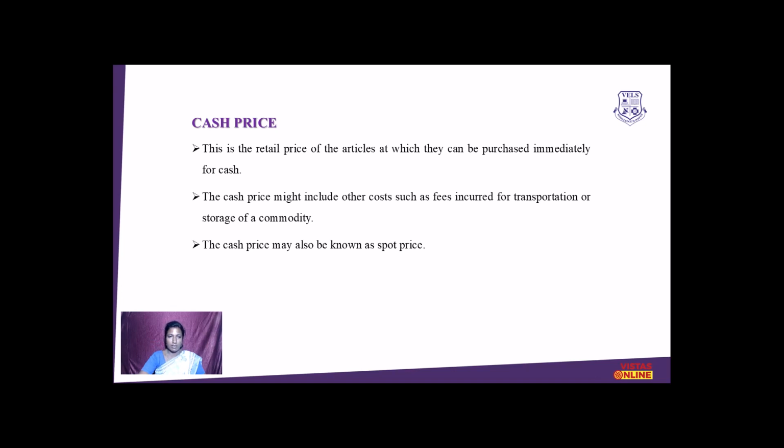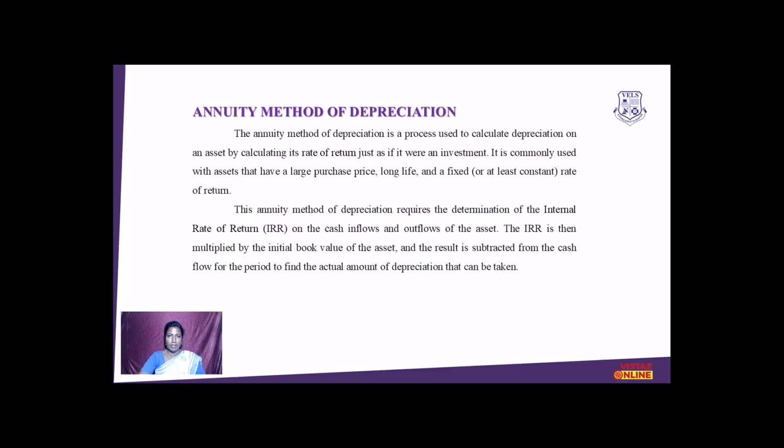cash. Second thing, the cash price might include other costs such as fees incurred for transportation or storage of the commodity. The cash price may also be known as spot price. Annuity method of depreciation, that is the meaning of annuity method.